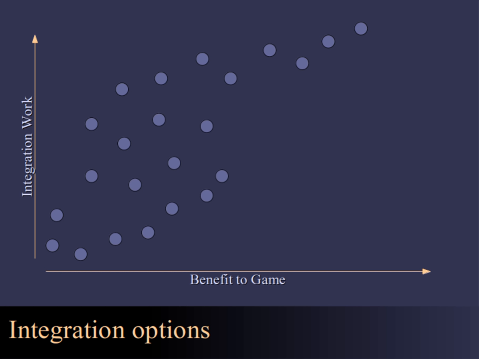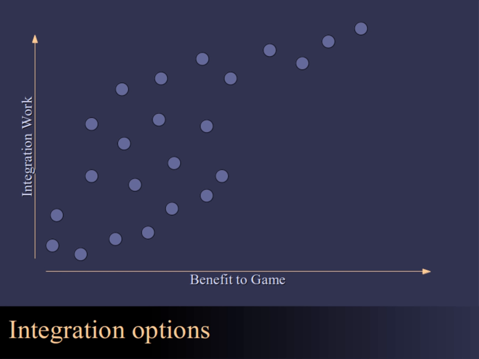So when I go to integrate something like character animation into my game, there are a number of ways I could do it. I look at the game engine, I look at the component, and I go, well, we could do something like this, we could wrap it like this, we could put it in over here, we could fork it and put part of it over here and over here. So you've got a number of ways in which you could integrate it. And typically, the more integration work it is for you, the more benefit you could get, because the more tightly coupled you become to this component, the more things you can do with it.